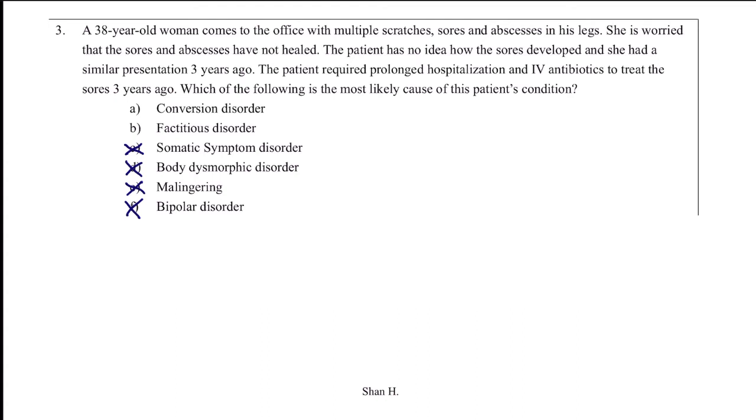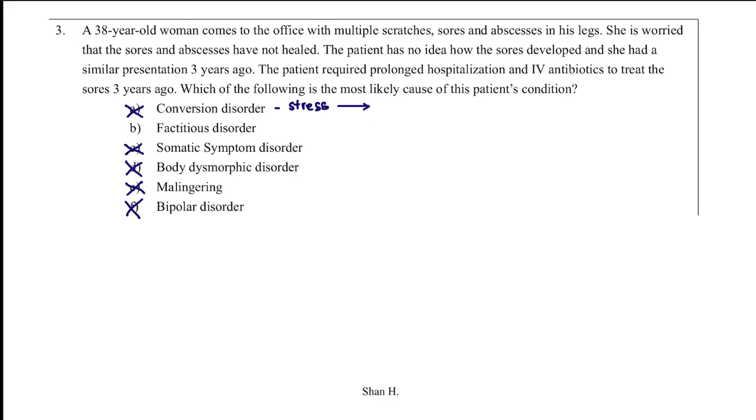Factitious disorder. Let's take a look. And finally, conversion disorder. Now, conversion disorder means there has to be a stress which will lead to paralysis of the limbs or sensory impairment.